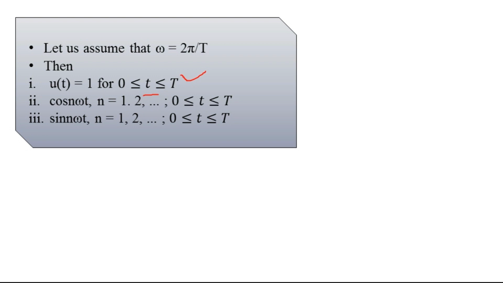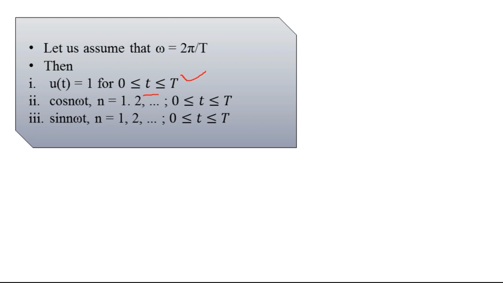So we have the first function, the step function, then the cosine functions, and then the sine functions. We have an infinite number of sine and cosine functions, and this particular set of functions is mutually orthogonal in the interval 0 to T. Let us verify this through some examples.